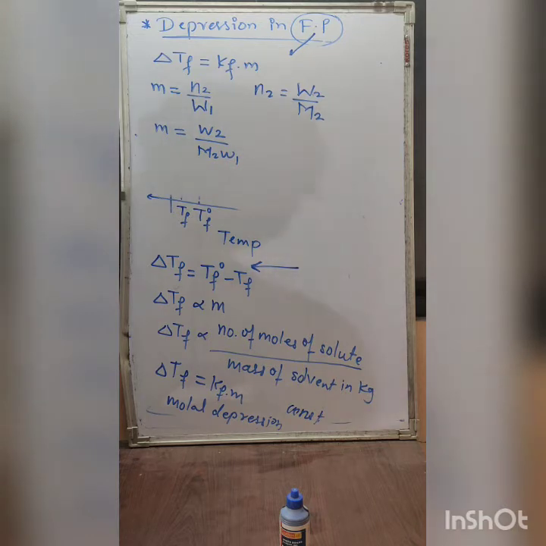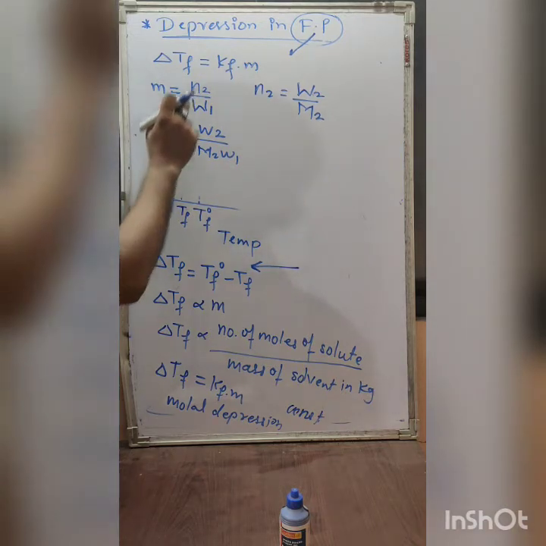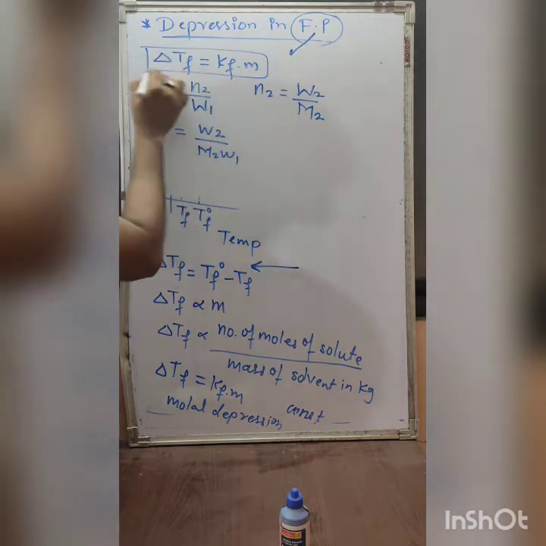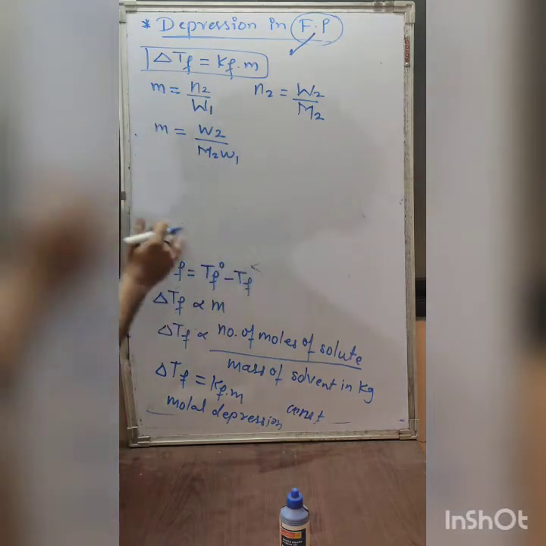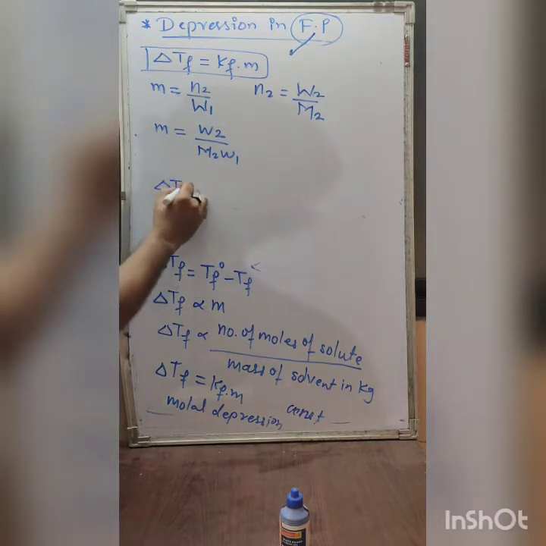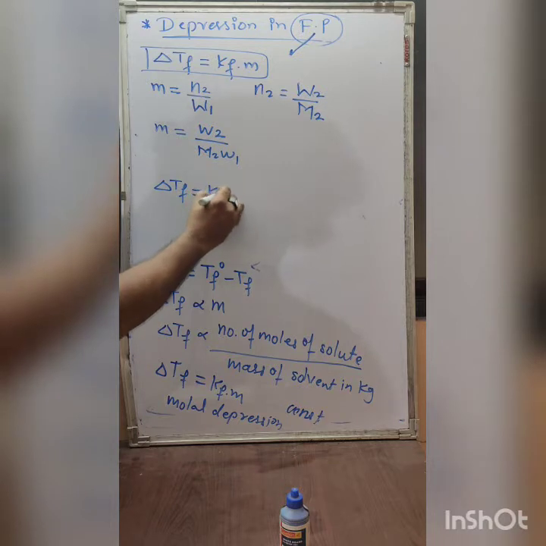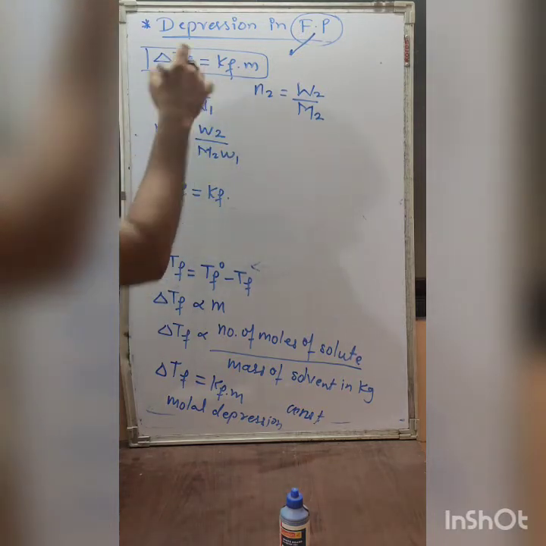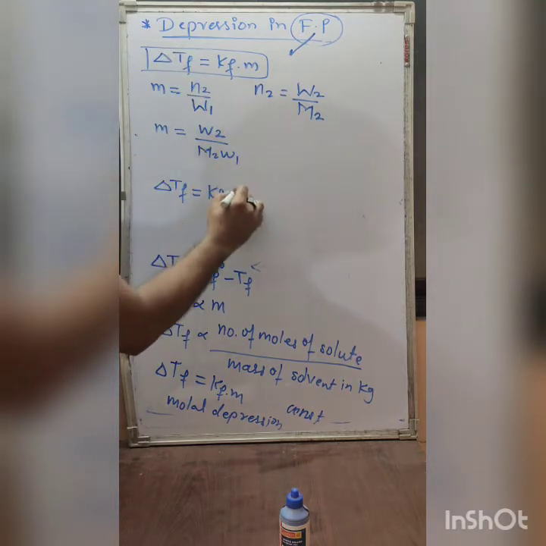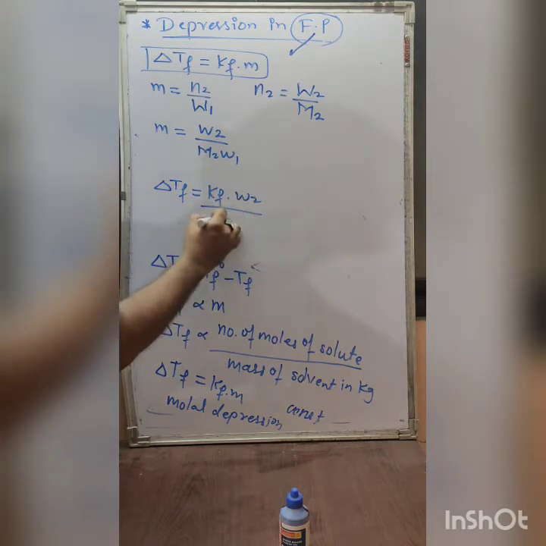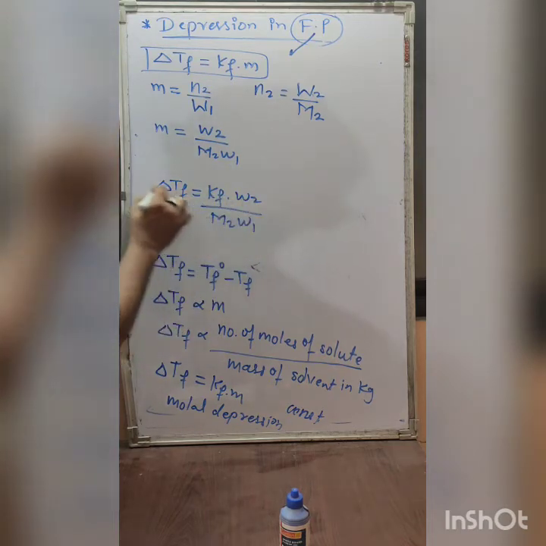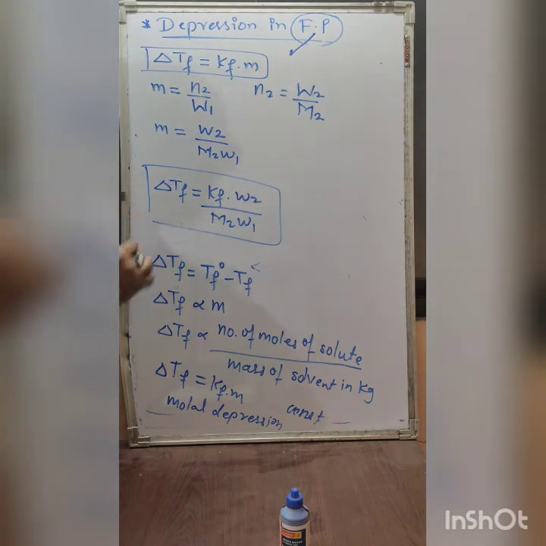Now substitute this value in this equation. So the final equation we get here is delta Tf is equal to Kf into, what is the value of m? That is W2 upon M2 W1. So this is another formula.